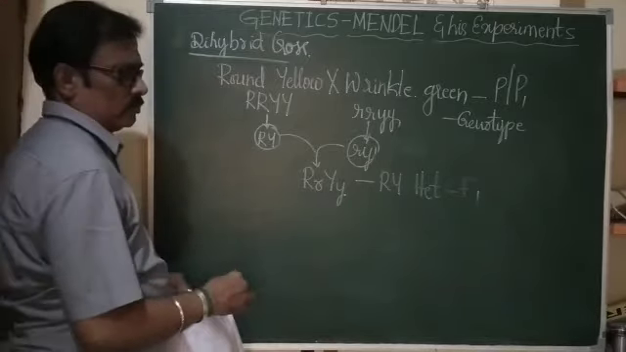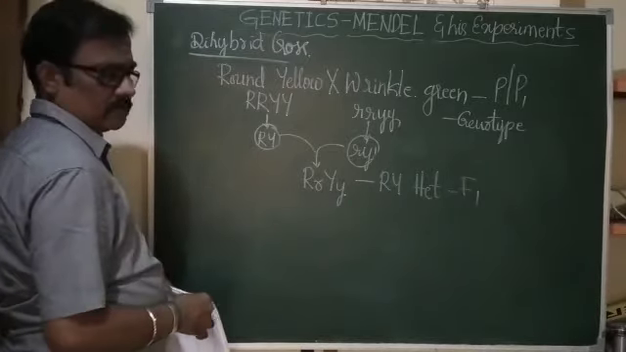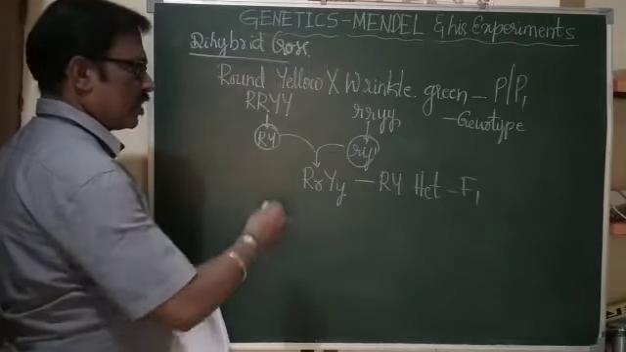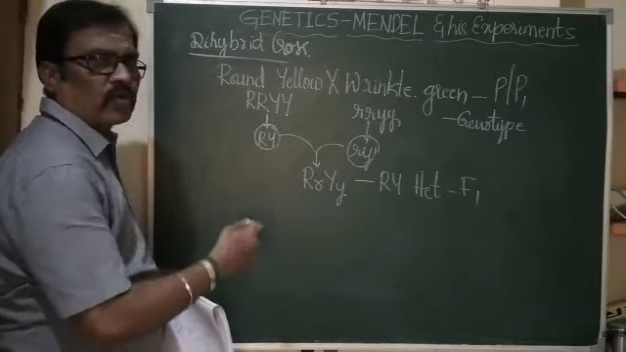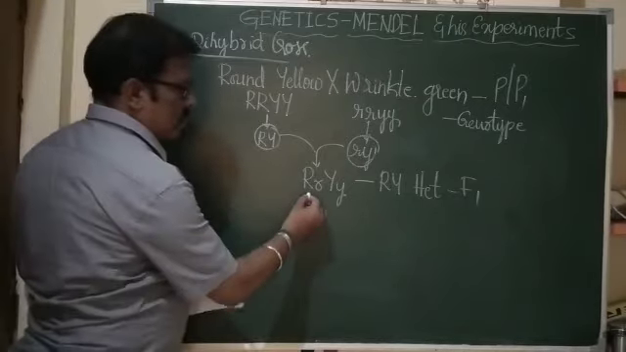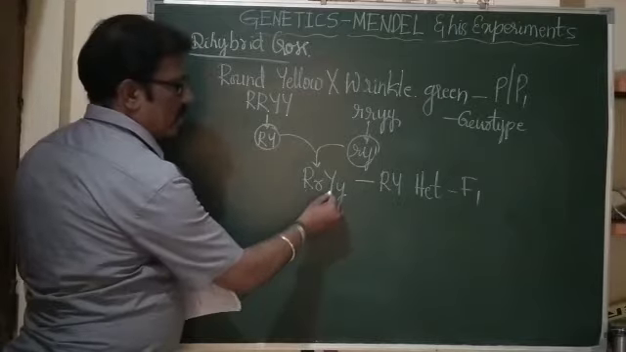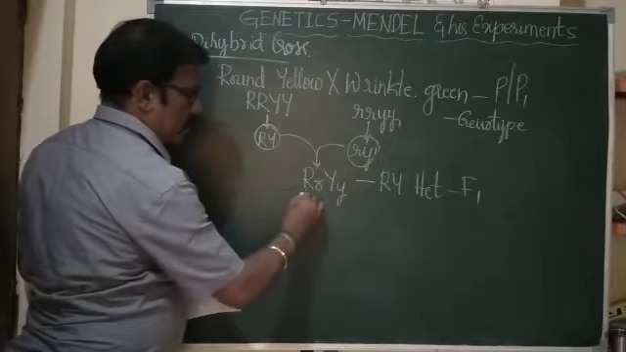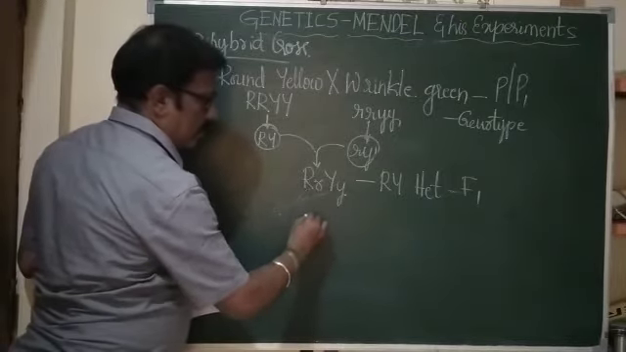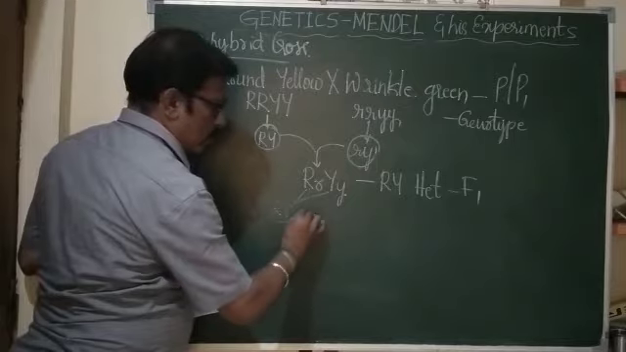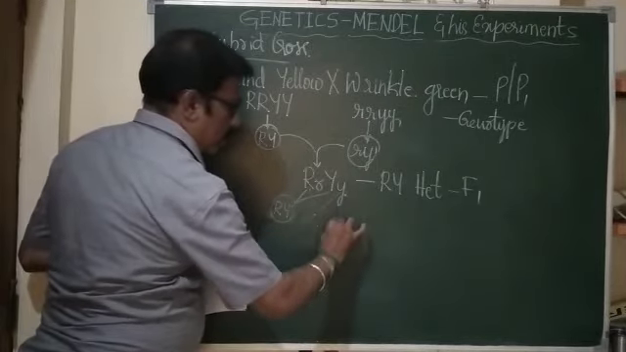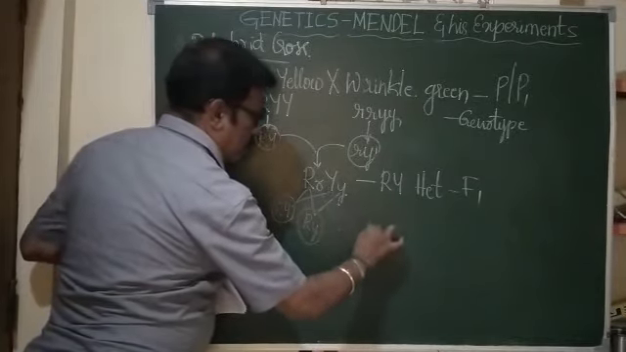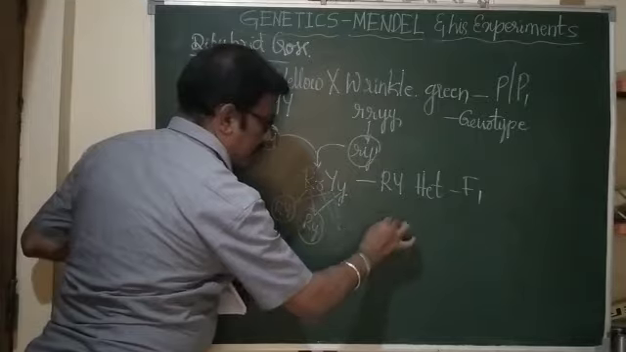And for F2, F1 is selfed, or F1 is allowed to selfing. So F1 produces 4 types of gametes, that is with this combination: round yellow, capital R, capital Y, round green, capital R, small y, wrinkled yellow, small r, capital Y, wrinkled green, small r, small y.